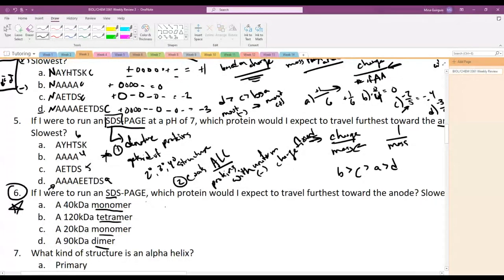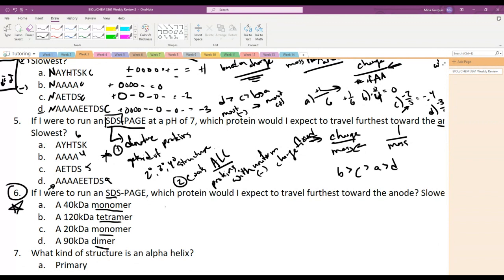And here's why. A monomer is a 1 subunit protein. So this protein is 40 kilodalton, and it's all 1 polypeptide chain. The one in letter B is a tetramer, which means it's 4 individual polypeptide chains. Likewise D is a dimer, so it's 2 polypeptide chains. So when SDS denatures these proteins, letter B is going to be split into 4 parts. Letter D is going to be split into 2 parts.